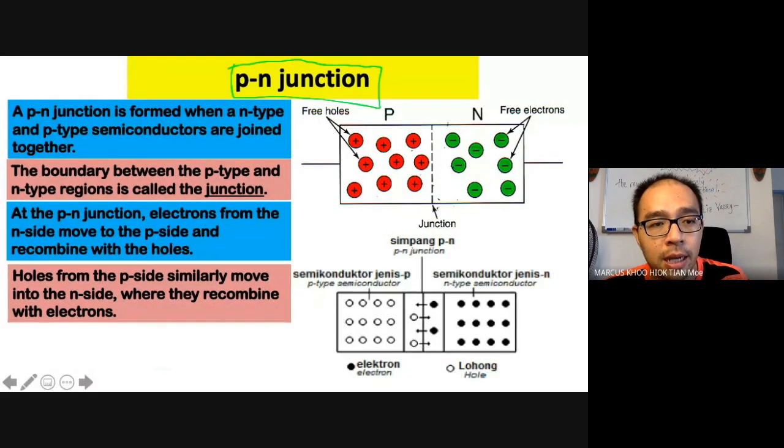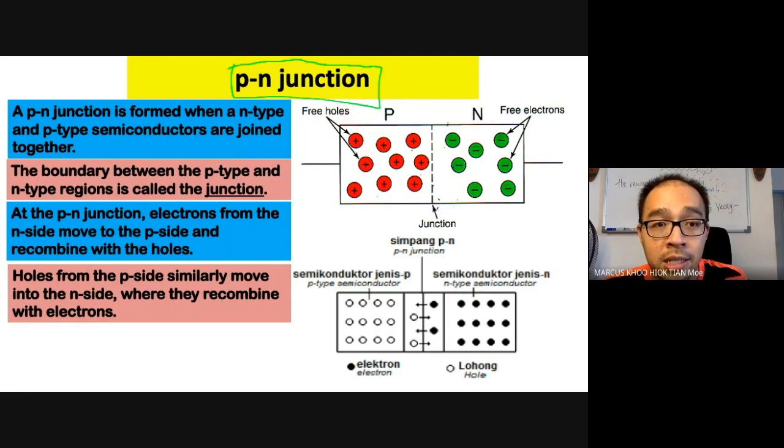Okay, when we combine one P semiconductor and one N semiconductor, we are only interested in the extra holes and the extra electrons. So a PN junction is formed when the N-type and P-type semiconductors are joined together. So this is the junction. In Malay, junction is simpang. Now, the boundary between the P-type and the N-type is called the junction.